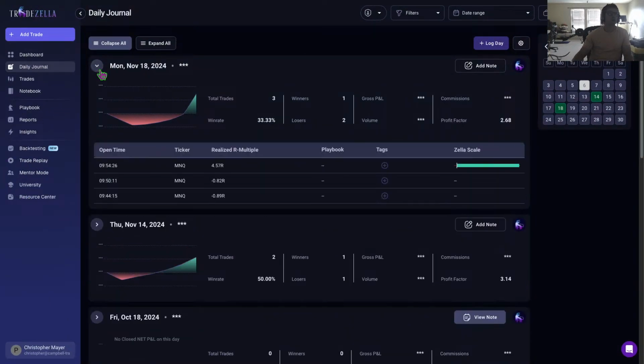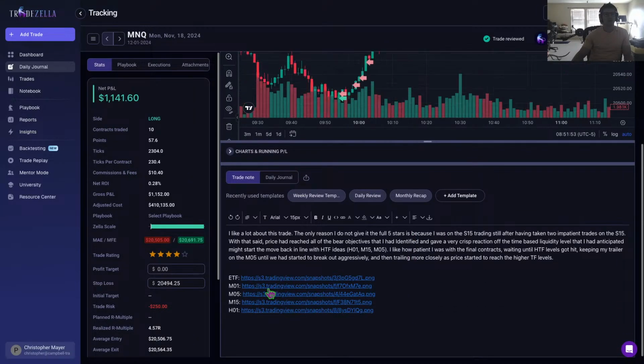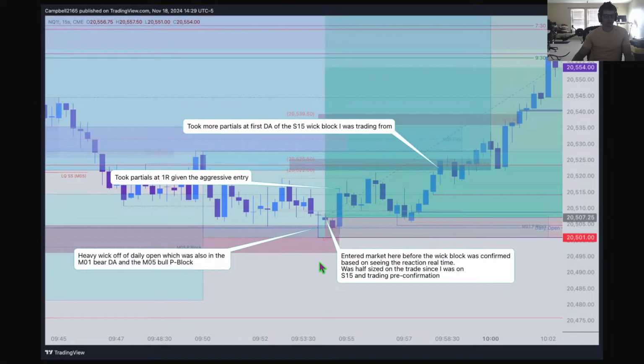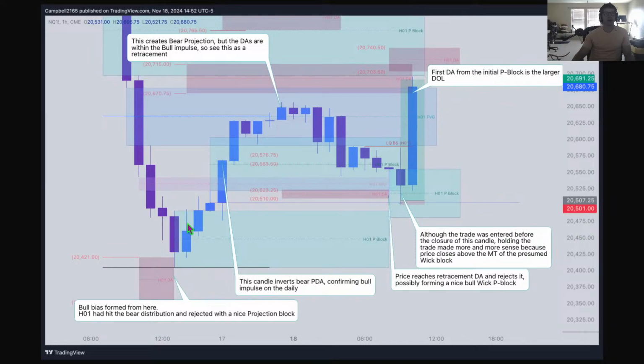So I want to have a long look at yesterday. This was the final trade, and I took it very aggressively at the bottom here. Let's start with the high time frame just to get the idea of what's going on. So we had this projection created on the hourly. This was the distribution area. We had this small pullback impulse, which met its second distribution area on the hourly, and wicked out of that.